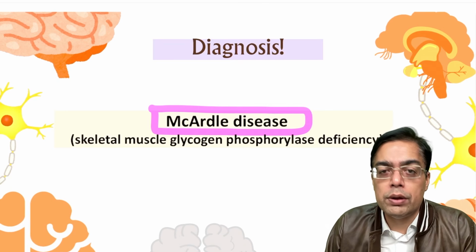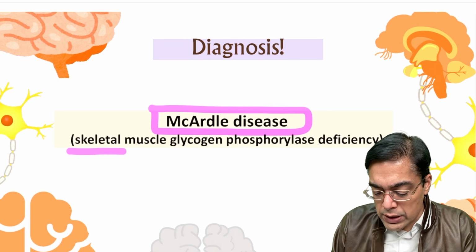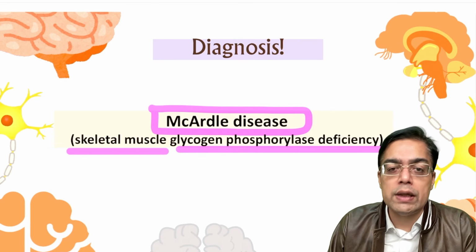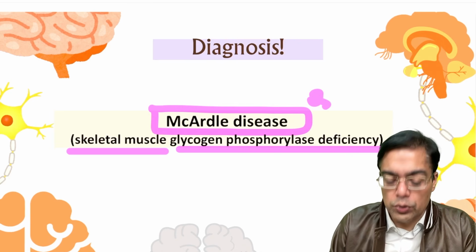Since we already made a mention of myalgia and the patient having myoglobinuria, of course we are dealing with skeletal muscle issue. And what's the enzyme problem in this patient? Glycogen phosphorylase deficiency. So McArdle's is a muscle problem. That is what we just need to keep in mind over here.